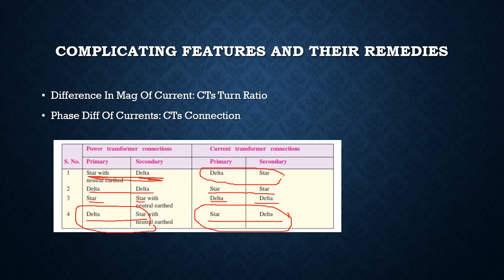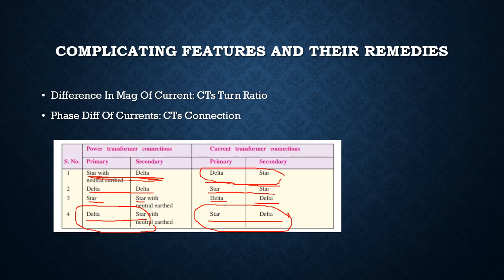So for better understanding, I am giving one example. If the power transformer is connected in star delta, in such a power transformer there is a phase difference of 30 degrees, a 30 degrees phase lag. That 30 degrees phase lag can be compensated by a 30 degrees phase lead. So to get that 30 degrees phase lead, connect the CTs on both sides of the transformer in delta star. Okay, right.